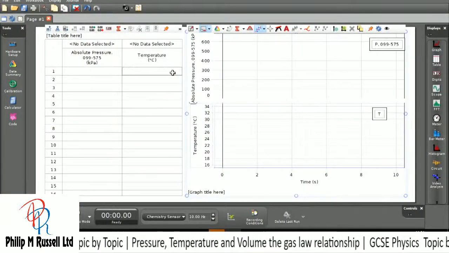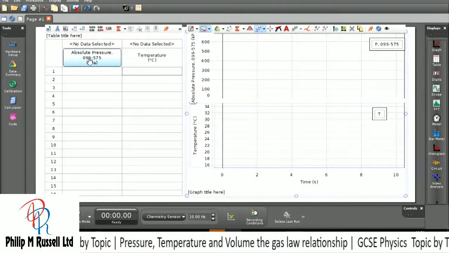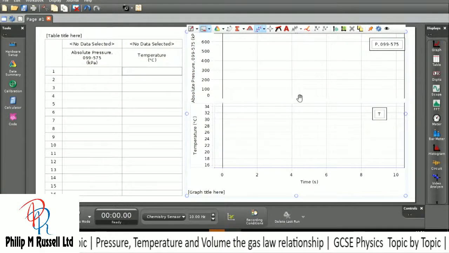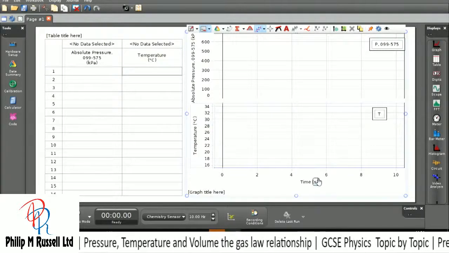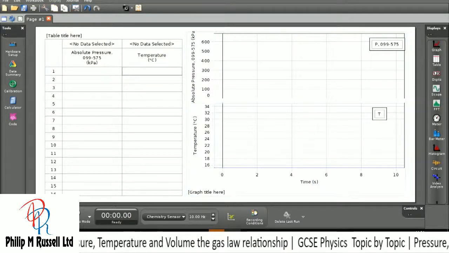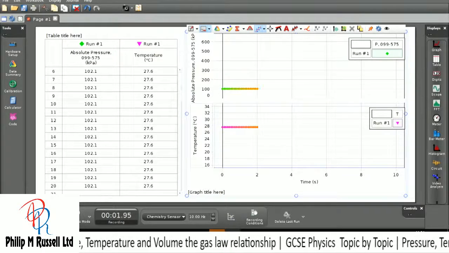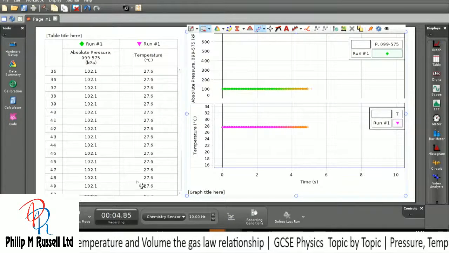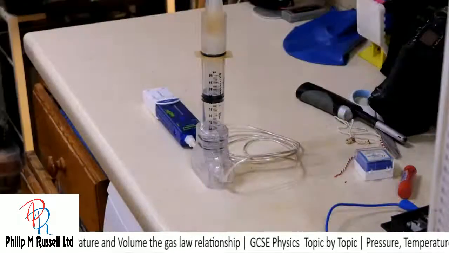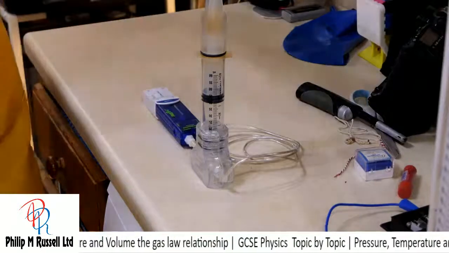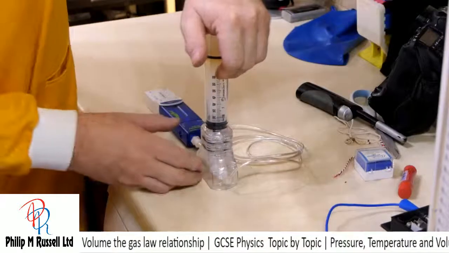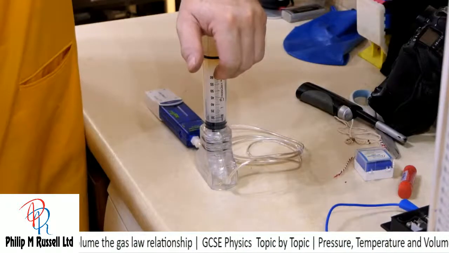Right, let's have a look. What I've got is a pressure sensor connected, temperature, and then I've got the pressure and time graph, and a temperature and time graph so we can see what happens. So let's set these recording, and we've got a pressure which is at 100 at the moment, and I'm going to push this down. So ready, here we go. Let's push this one down, and Paul's going to switch over to the computer.